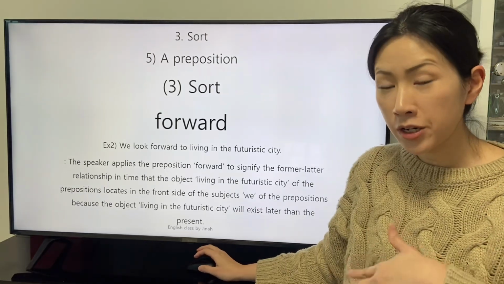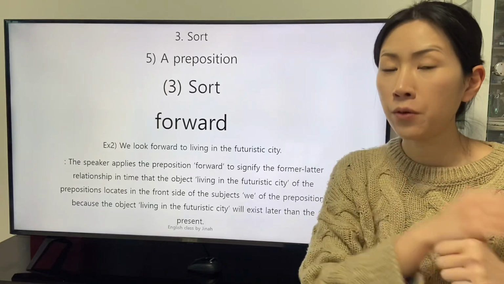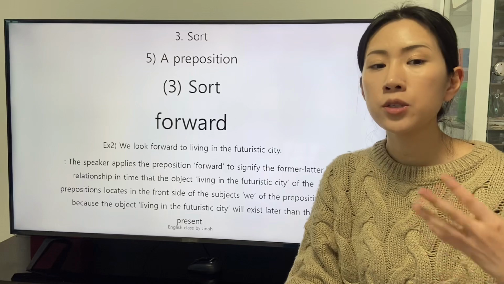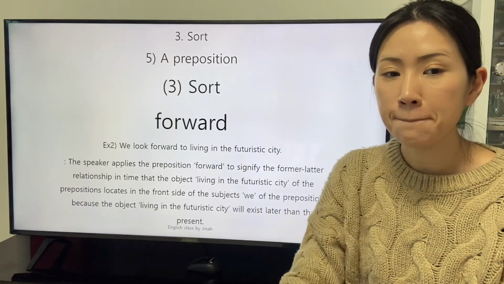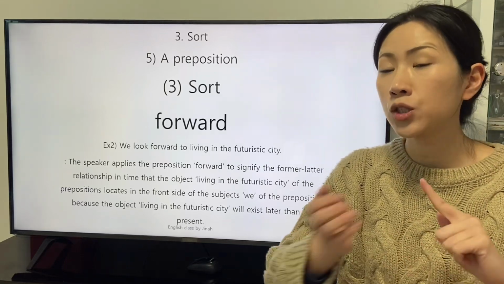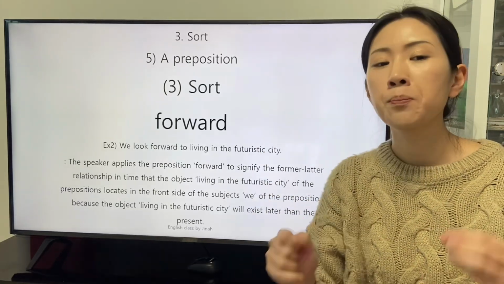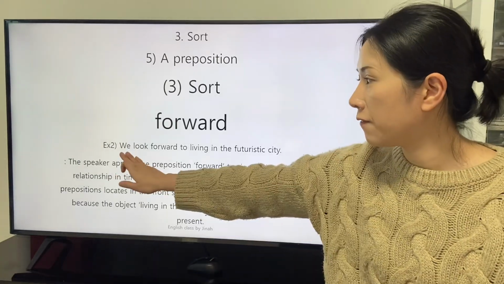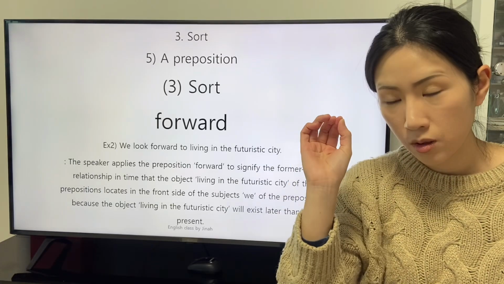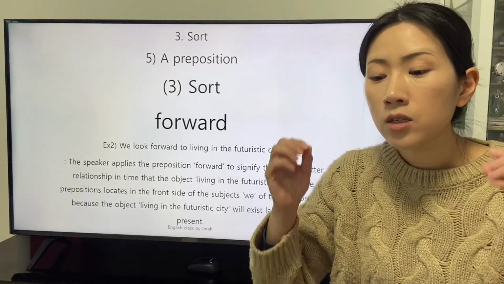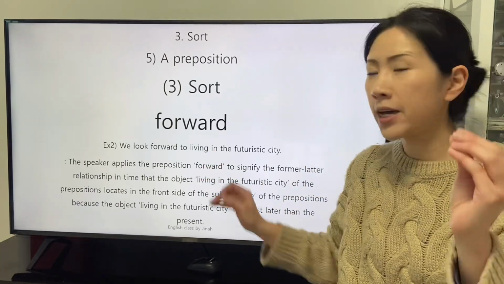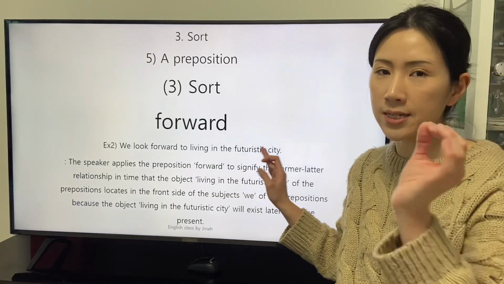There is another clause in which the preposition forward and the preposition to are both applied. We look forward to living in the futuristic city. With the fact that the prepositions forward and to are applied in this clause, the subject of the prepositions, we, have the purpose to actualize. The subject has the purpose indicated by the phrase of the gerund living in the futuristic city.